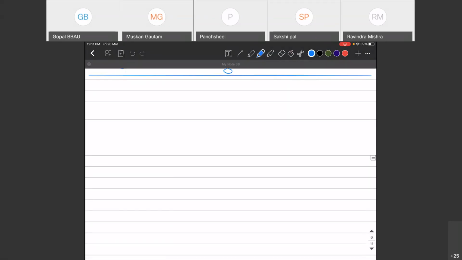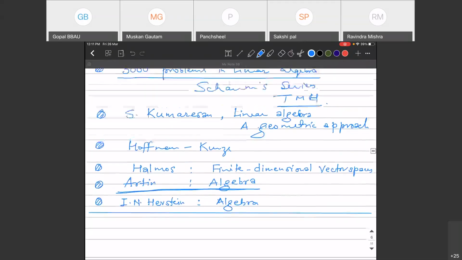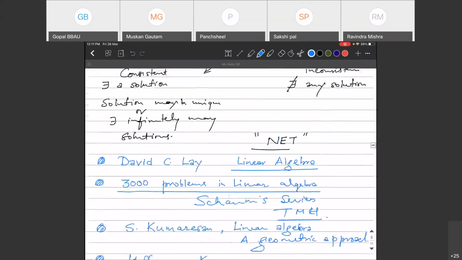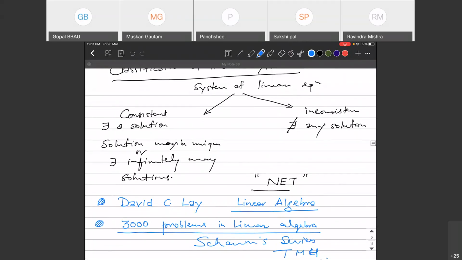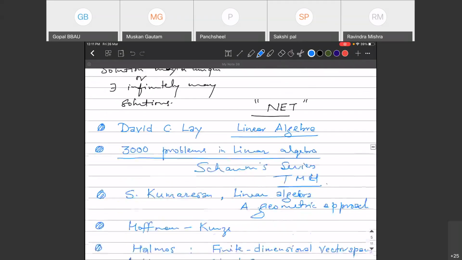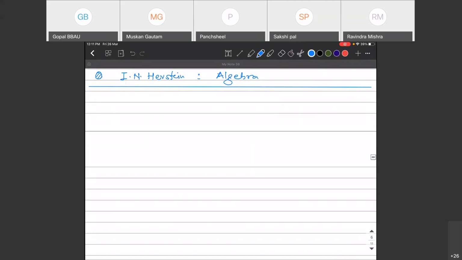So we have classified the system of linear equations. There were two types of systems. One was consistent, the other was inconsistent. Inconsistent is of no use for us, so let's see about consistent. Basically, what I am interested in is the system of homogeneous linear equations.